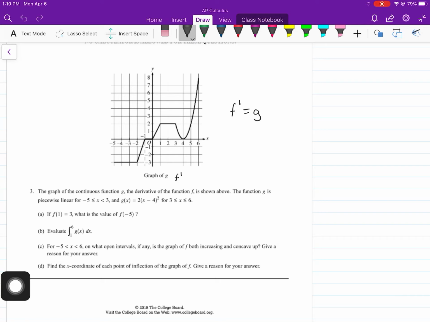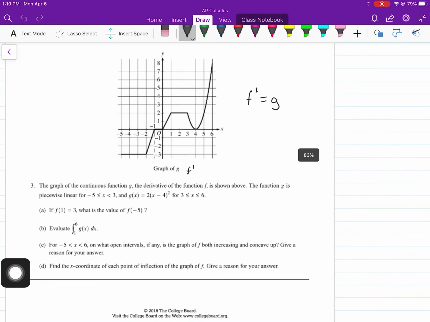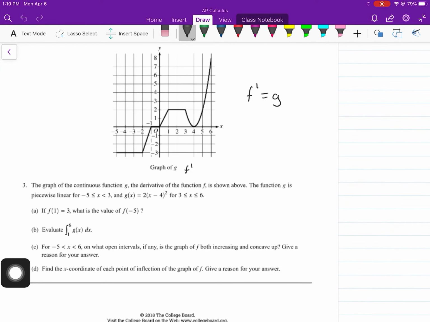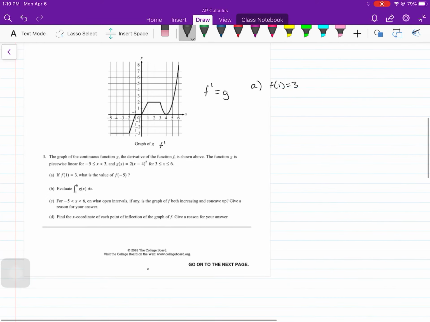So we have that f of 1 equals 3. What's the value of f of -5? So how are we going to find that? I know we talked about that in some other videos, so we do need to know how to do this. If f of 1 equals 3, we need to find f of -5. And I really want to go through this with the AP rubric as well, so as we get through this, I want to show you how the points are awarded.